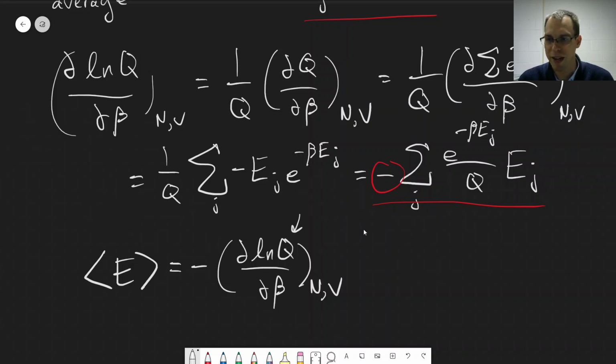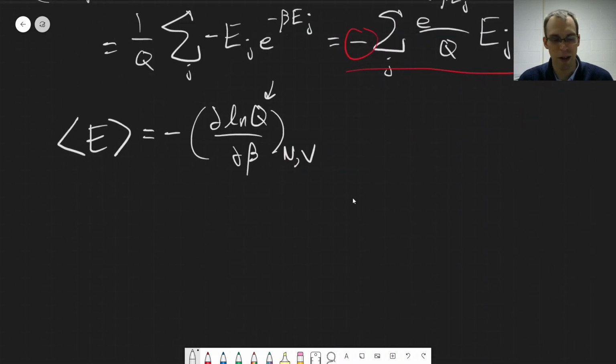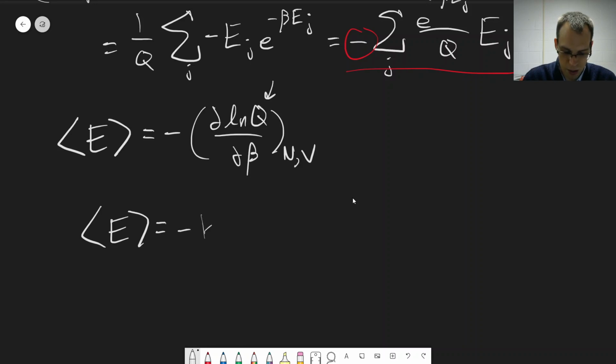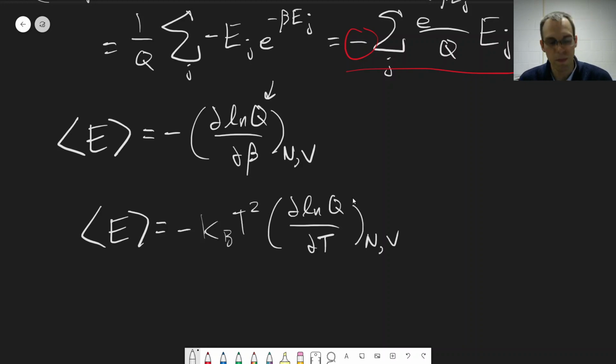If we want to write this in terms of beta, we sometimes want to use temperature directly. We can use the chain rule to get this. The derivation is in my notes. I'm just going to write the final answer here. What you end up with is negative k_B T squared d log Q dT, keeping N and V constant. So this is if you want to use temperature instead of beta as your variable of interest.